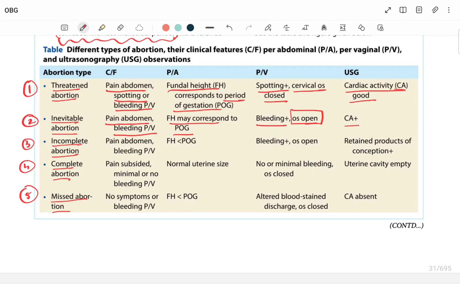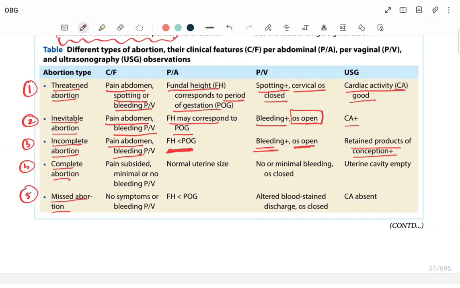Next, coming to incomplete abortion. So pain in abdomen, bleeding PV. The fundal height will be less than the period of gestation. Bleeding is seen, os is open, and in ultrasound, retained products of conception is present. So the products of conception are going to be basically retained.